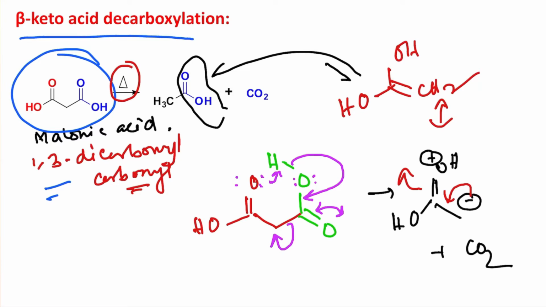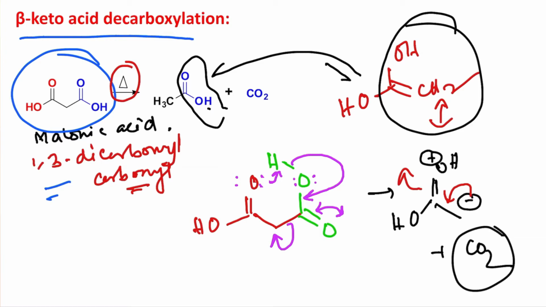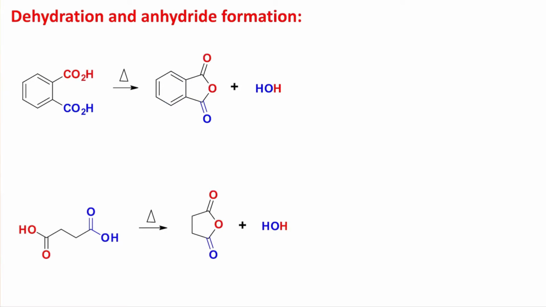So in this way, this part is the carboxylic acid part. In this way, this keto-enol tautomerism happens and produces this. So this is the decarboxylation mechanism for beta keto acid. By the way, I have already discussed it in a dedicated lecture, you may visit.